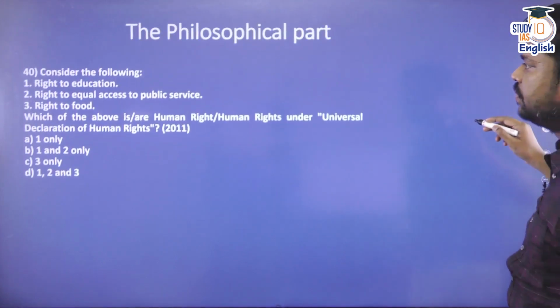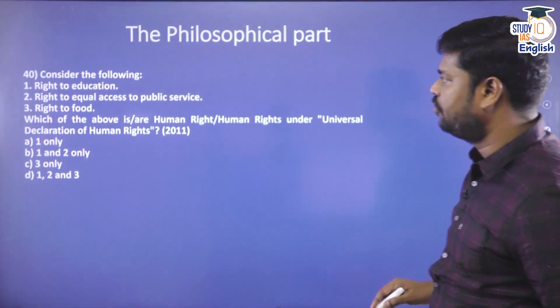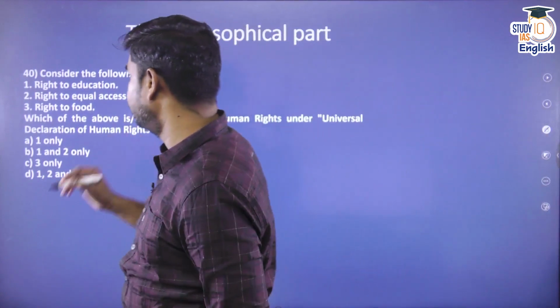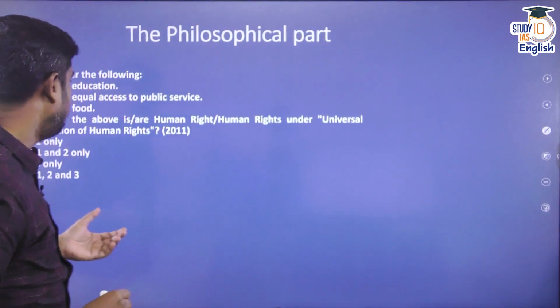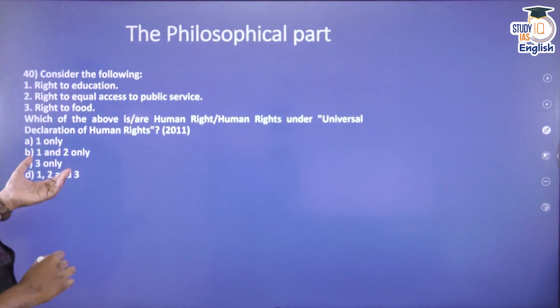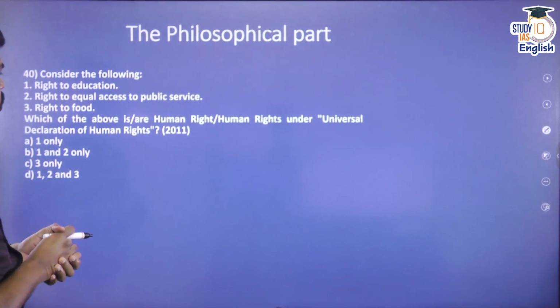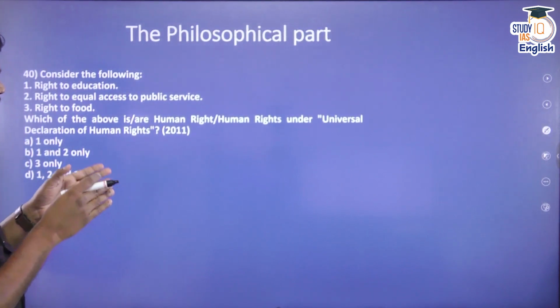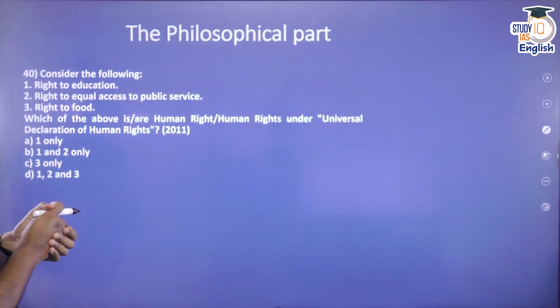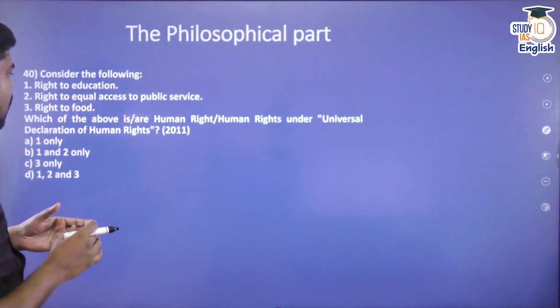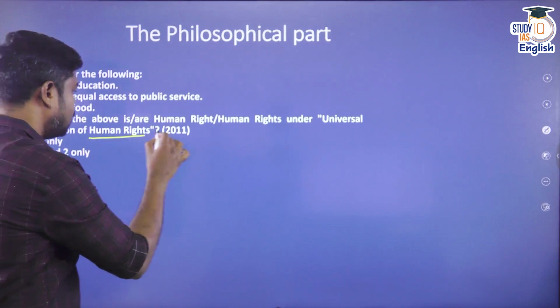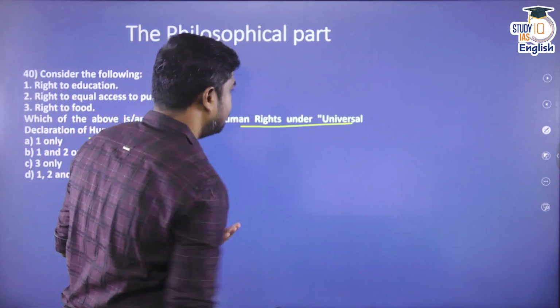Come to the next question. Consider the right to education, right to equal access to public service, right to food. Which of the above is or are the human rights under the Universal Declaration of Human Rights? India is a signatory to the Universal Declaration of Human Rights.